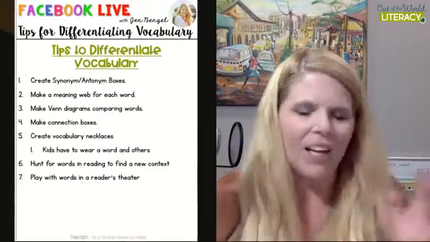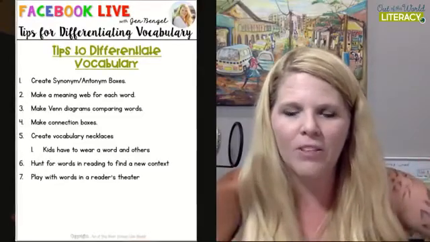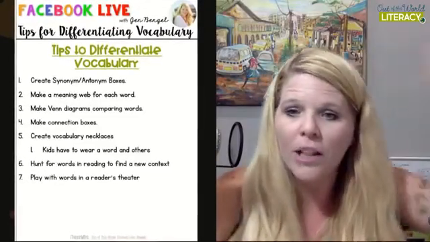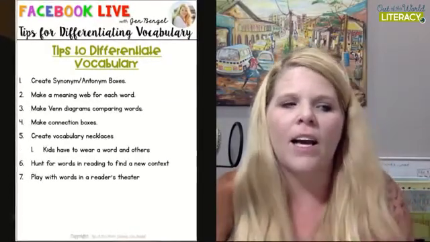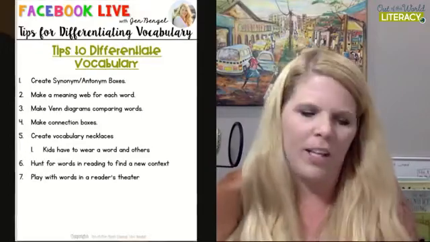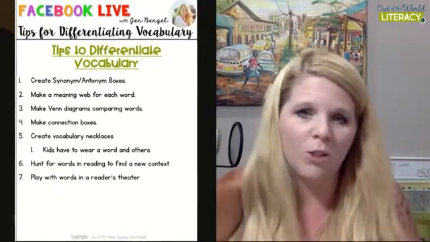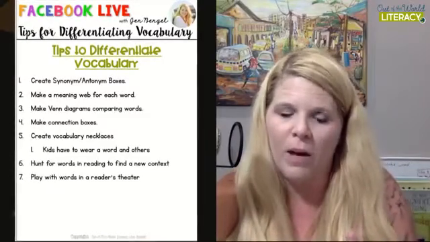The next page I have for you, and I'm giving you all of these slides in just a minute, has some tips for you to differentiate your vocabulary. Some people might think, well, I have this vocabulary list at the beginning of the week, and there are certain kids that know all these words and have them memorized already. You want to find things that will challenge them. I'm just going to read this list quickly and then show you some of these ideas and give you these pages so you can look back on them.